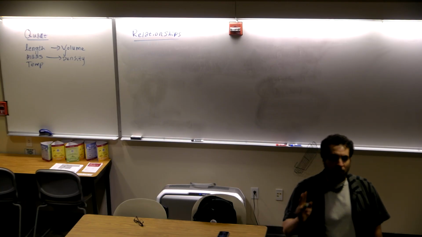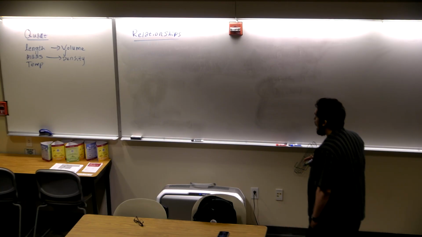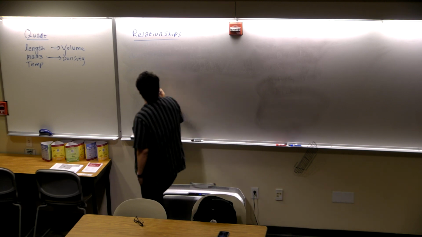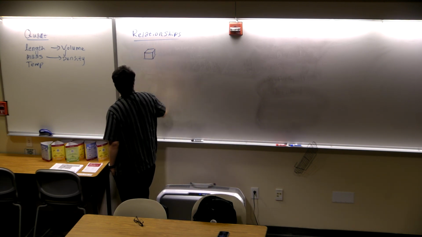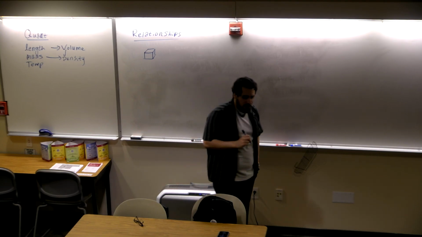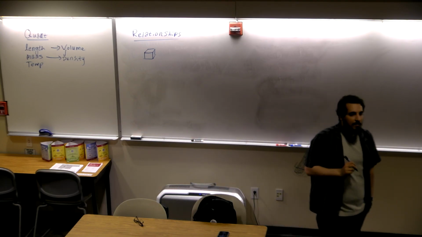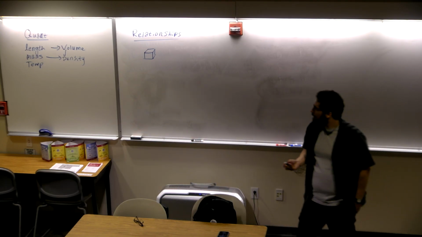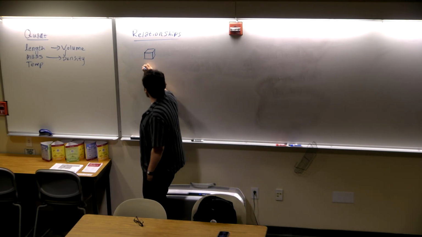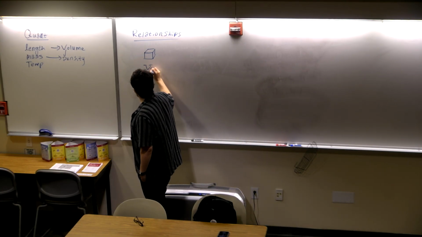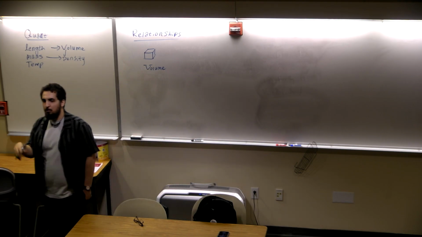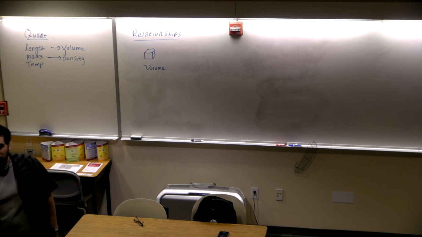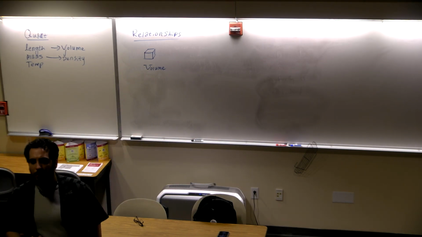For example, we imagine having two objects. We imagine having perhaps a cube of aluminum. Here's our cube of aluminum. We might say this cube of aluminum has some volume, right? You can find it by taking the length, the width, and the height, multiplying them together. That gives you this volume.